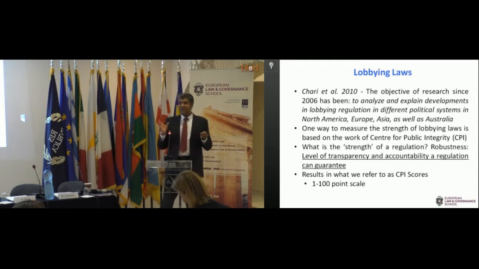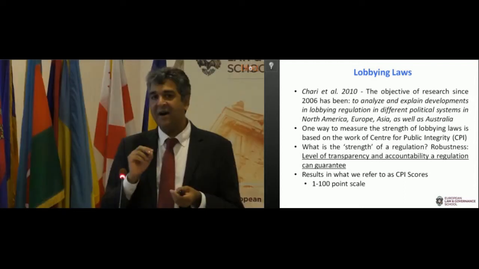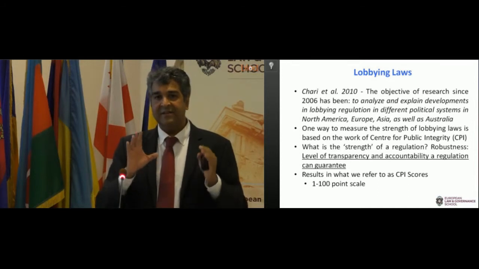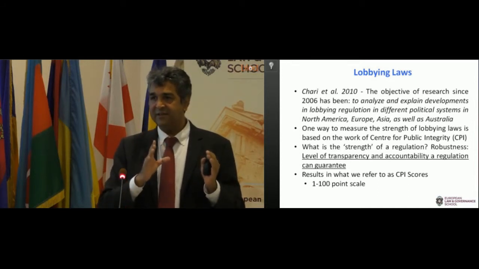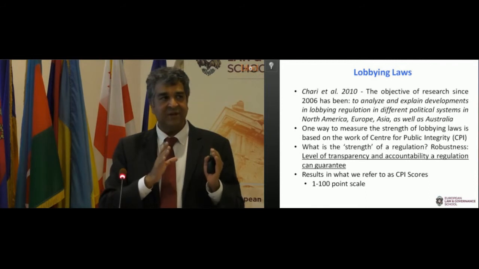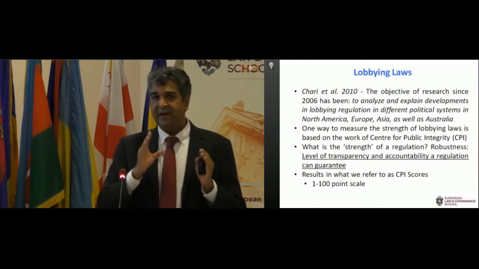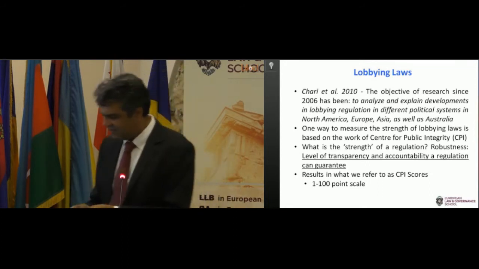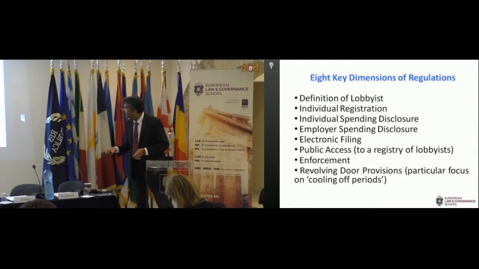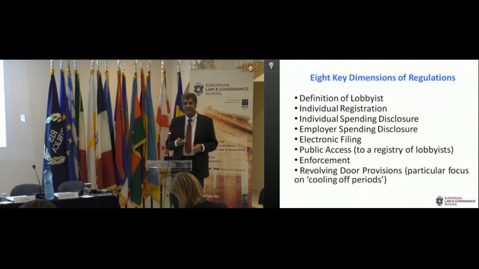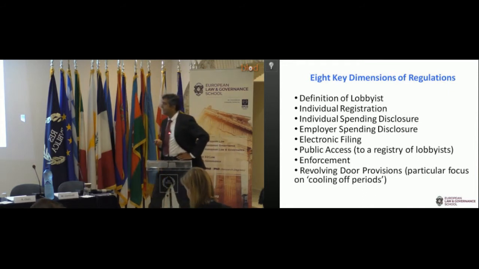What we did was we developed our work based on what was done already in an organization based out of the United States called the Center for Public Integrity. So what the CPI did, in a nutshell, is that it created a series of indicators to try to measure the robustness or the strength of lobbying laws. It asked 48 different questions. I think we'll go through the categories and explain to you. They define 8 different dimensions of regulation.